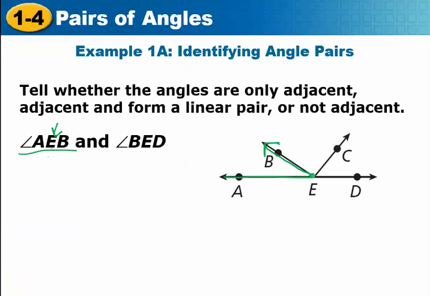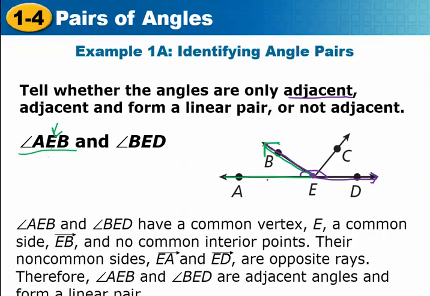The other angle that we're looking at is BED. Same vertex, this time this purple one, I'm going to draw it in purple. Did they share a side? They did. They shared side EB. So they're definitely adjacent. Do they also form a linear pair? Did they make 180 degrees when we add them together? They do. So then they are adjacent angles and they form a linear pair.